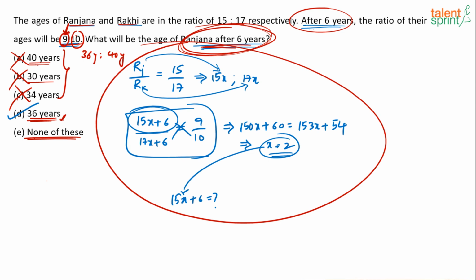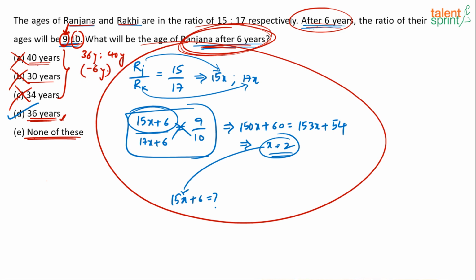Yes or no? 9 and 10 were the ratio. 9:10 was the ratio. But the real values are 36 and 40. Now these are the ages after 6 years, right? These are the ages after 6 years. So what should be the ages currently? Subtract 6 years from both of them. What should be the current ages?